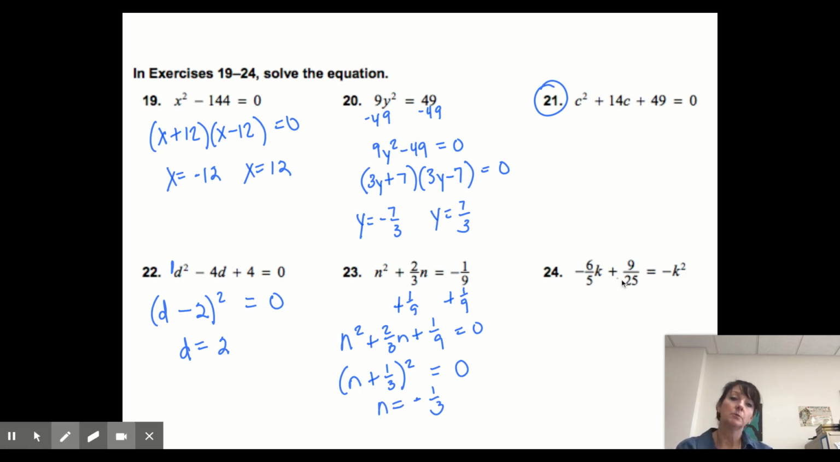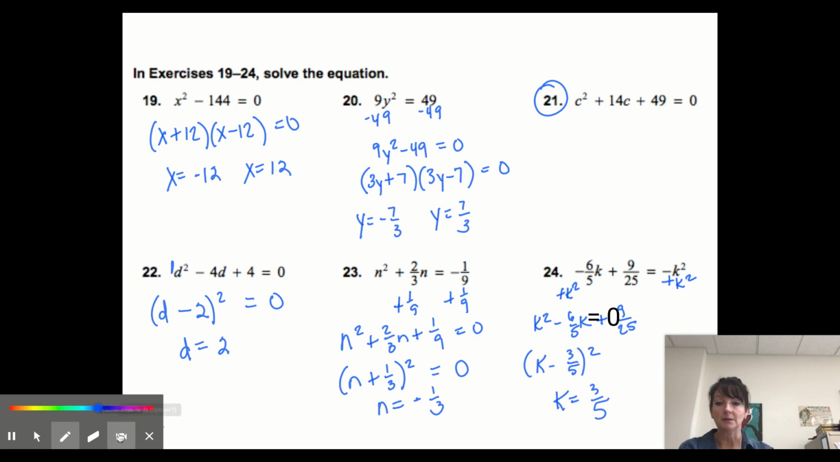Okay, last one. Let's put this in descending order. So when I add k squared here to both sides, I'm going to go ahead and put that in the front. So k squared minus 6 over 5k plus 9 over 25. And again, this is going to be 3/5 when I take the square root. Because of the subtraction, I have k minus 3 over 5 quantity squared. So when I add 3/5 to both sides, I'm going to get k is equal to 3 over 5 as my solution.